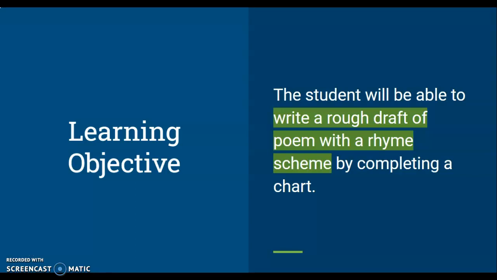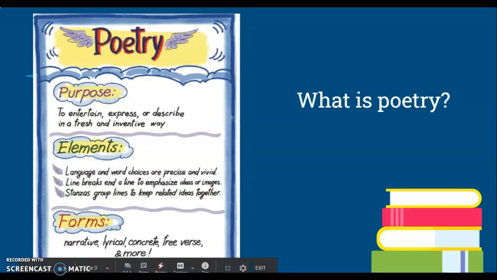Our learning objective today: the student will be able to write a rough draft of a poem with a rhyme scheme by completing a chart. So we're going to be writing a rough draft. That's our first draft, or our first copy, of our poem with a particular rhyme scheme.